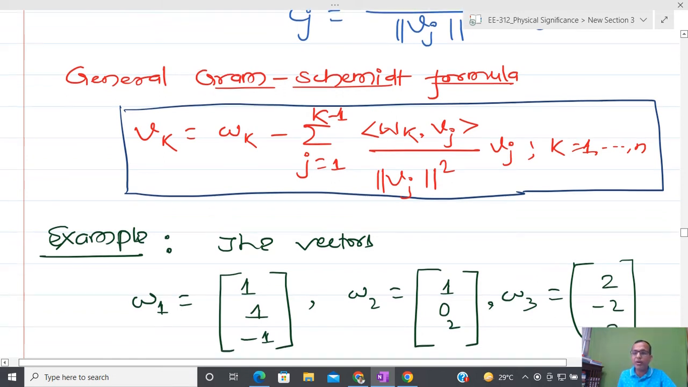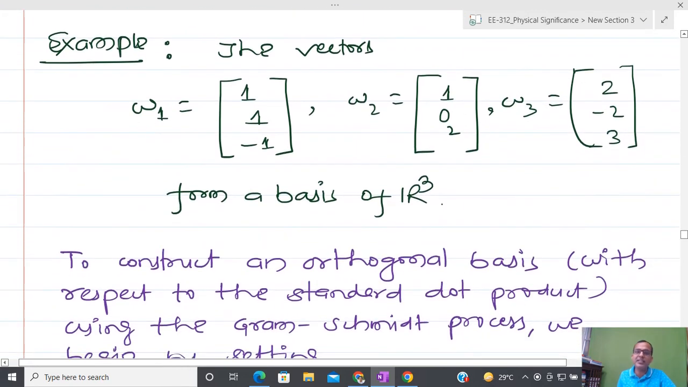Okay, so for example, for simplicity, I have taken a column vector. Whenever you have column vectors and each entry is a real number, you can talk about the dot product because this forms a Euclidean space.